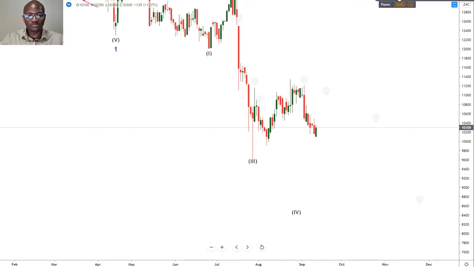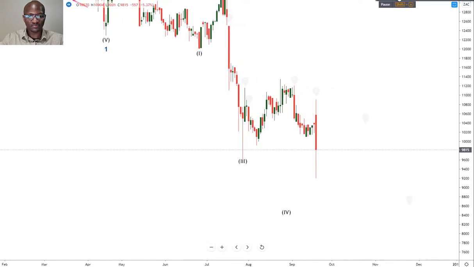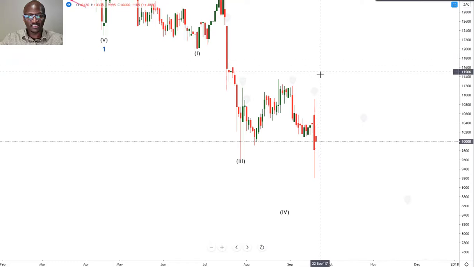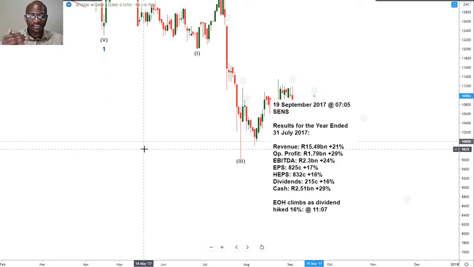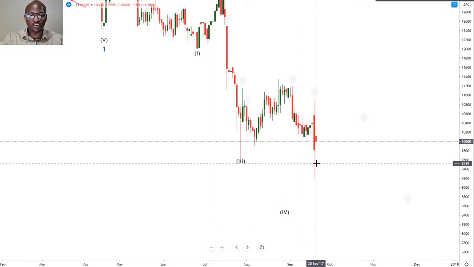And we had further sideways movement until again another volatile day. And this day was the 19th of September 2017. And this was now the actual results for the year end 31 July 2017. Again, all the key metrics are still up: revenues, EBITDA, earnings per share, headline earnings, dividends, cash, and there was even a news article later that day: "EOH climbs as dividend hiked 16%." So again, the numbers are still looking good, but we can see how volatile this day was.